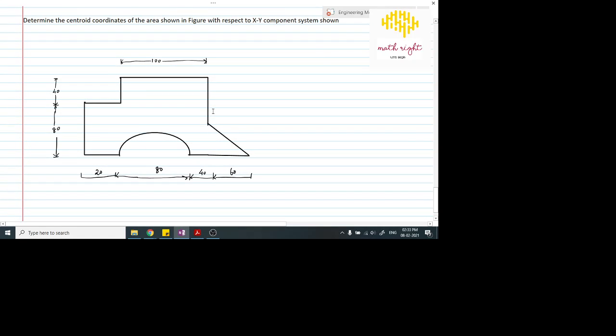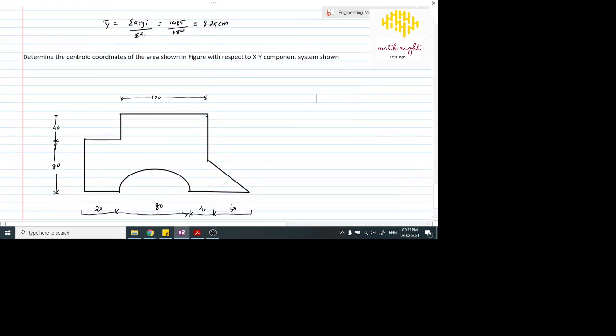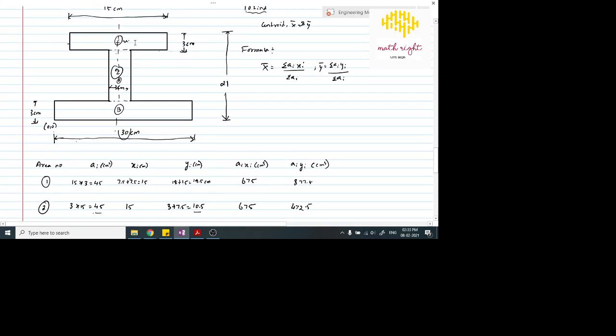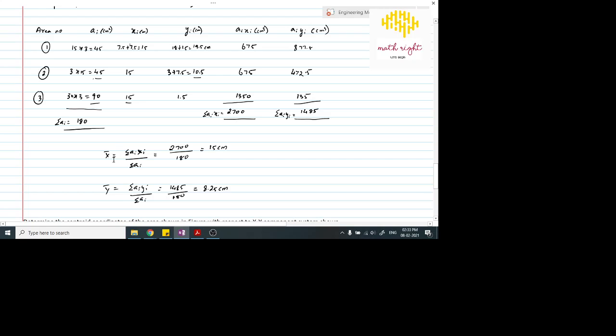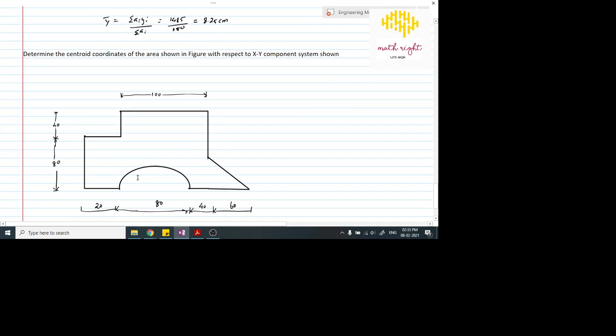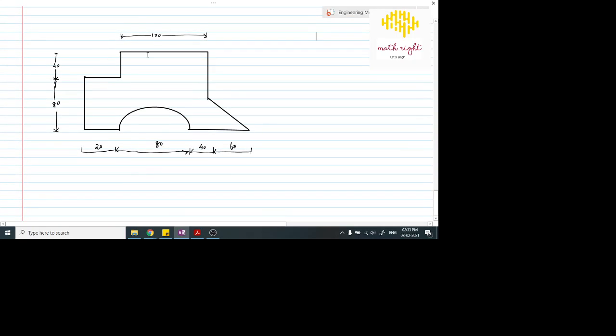Okay. Similarly, in the previous problem, we calculated the area directly by adding the three rectangles. We calculated the centroid for each area individually, and we combined all those things to arrive at the value of x bar and y bar. But here, how many areas are there? Let this be area 1 and this be area 2, this be area 3 and this be area 4. Okay, how can we solve this now?